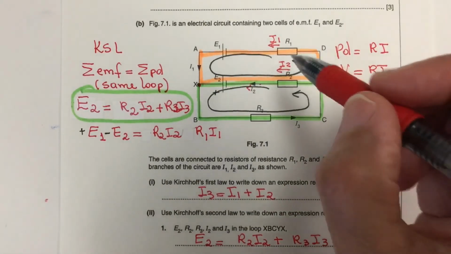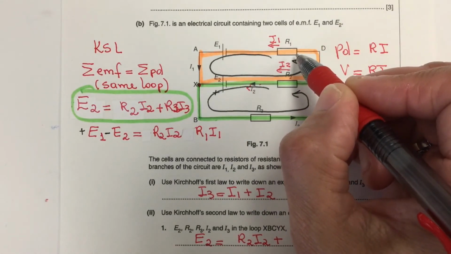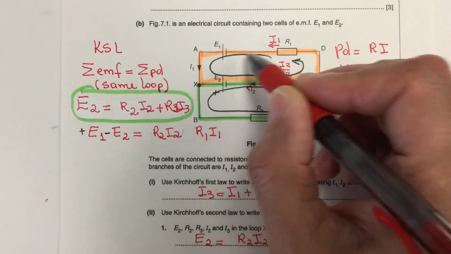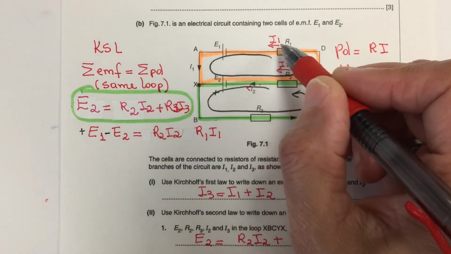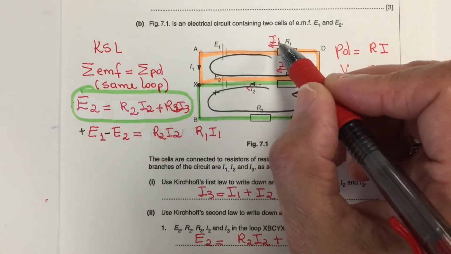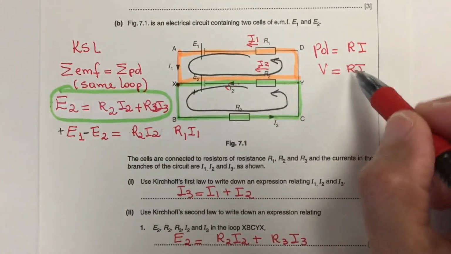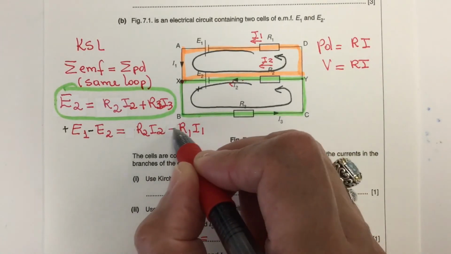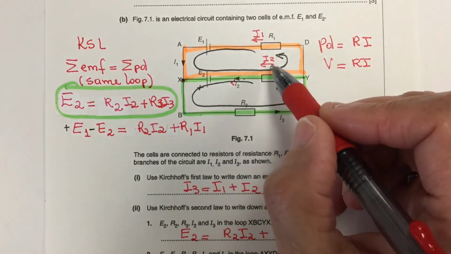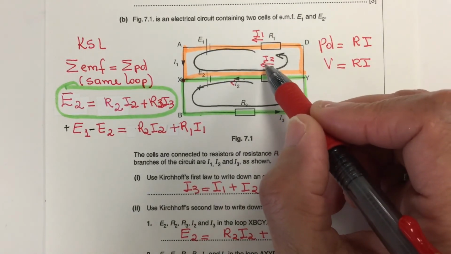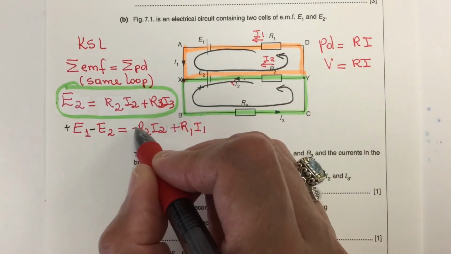However, right here, my loop is flowing to the right at this time. So R1 times I1, which is the PD, is positive. Now for R2, my current I2 has the opposite direction of my loop. So in this case, it will be negative.